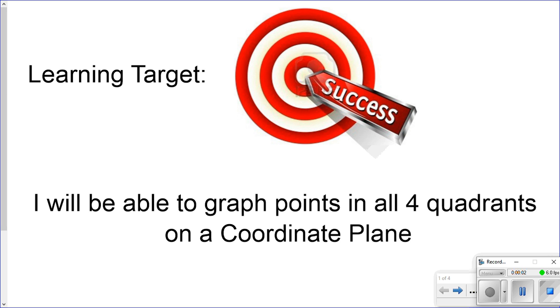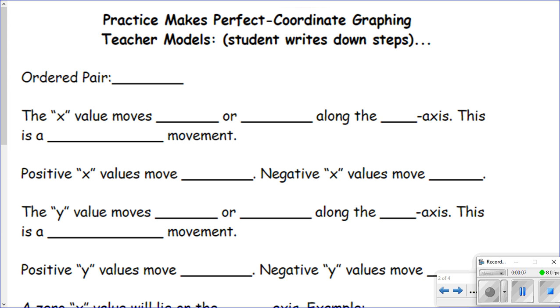Our learning target: I will be able to graph points in all 4 quadrants on a coordinate plane. First, an ordered pair is where we have an x value and a y value.